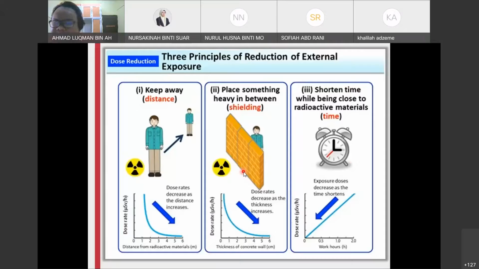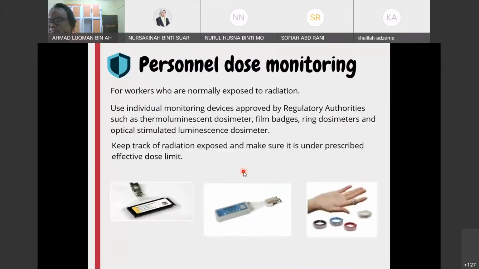So it's like, okay, distance. For distance, it's like you're furthering away from fire. So in this case, it's the same. The dose rate decreases as the distance increases. So for shielding, place something heavy. I mean, place something which is proper according to the type of radiation being exposed, and then shorten the time while being close to the material. So exposure dose decreases as the time is shorter, and so we limit ourselves by exposing it.